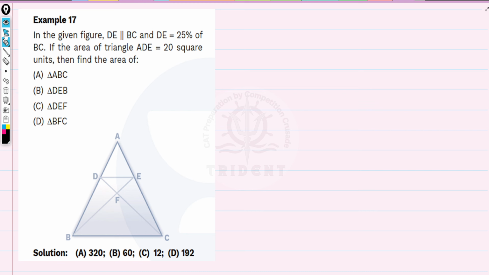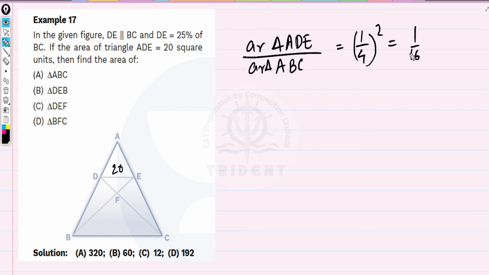Let's solve the first question. It is given that this area is already 20, and we need to make sense of the similar triangles. So ADE is already similar to ABC. We know this. So the area of triangle ADE to the area of triangle ABC is going to be 1 upon 4 the whole square, that is 1 upon 16, just by the very virtue of the sides. ADE I already know as 20, so ABC straight up comes out as 320, 16 into 20. So the first part becomes very easy.